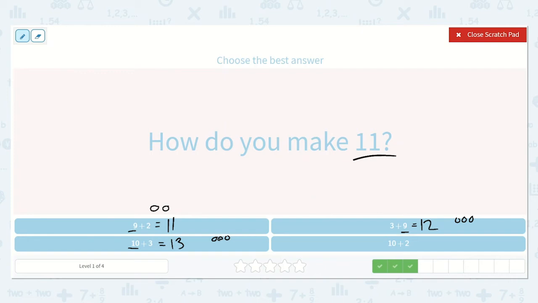Notice I said 9 plus 3 rather than 3 plus 9. It doesn't matter which order we add these numbers together. They will still give us the same sum. All right, now we have 10 plus 2. So I will draw 2 dots. I'll start at 10 and count on 11, 12. Great, so how did we make 11? 9 plus 2.